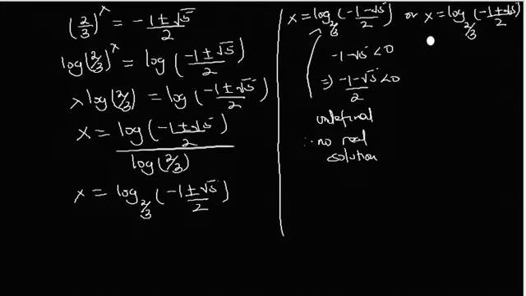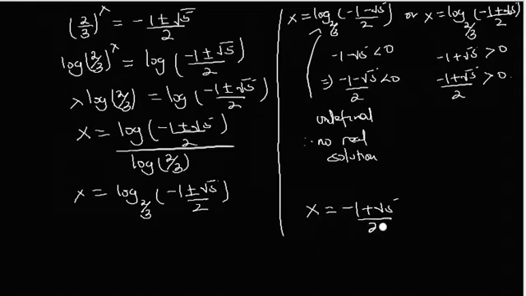Now let's try the other part where we have x being equal to log base 2/3 of (-1 + √5) / 2. Now we can see that -1 + √5 is a positive number. It's greater than 0. Therefore, (-1 + √5) / 2 will also be greater than 0. So definitely we have real solutions on this other side.